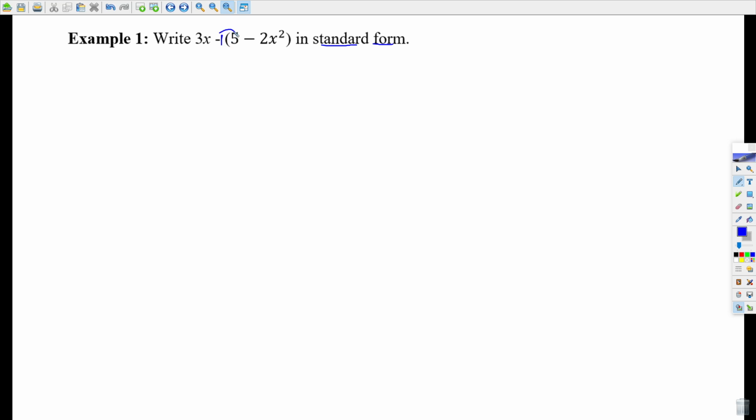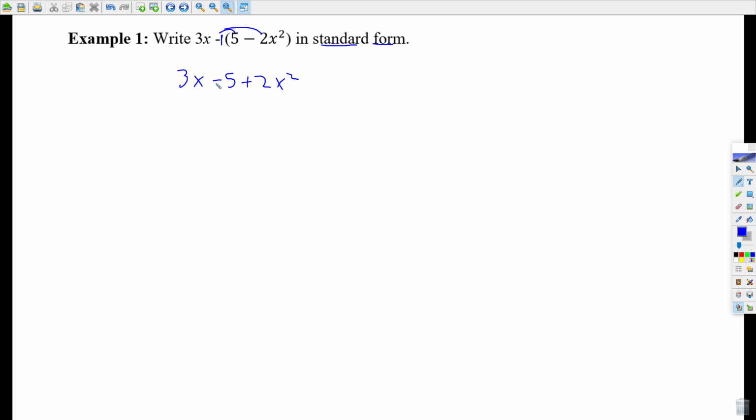That has to be multiplied by both things. This is also something we cover in the warm-up, doing the distributive property a couple times. So this becomes 3x, -1 times 5 is -5. -1 times a -2 becomes a positive 2x squared. So now we don't have the parentheses anymore, but we have to rewrite it in standard form.